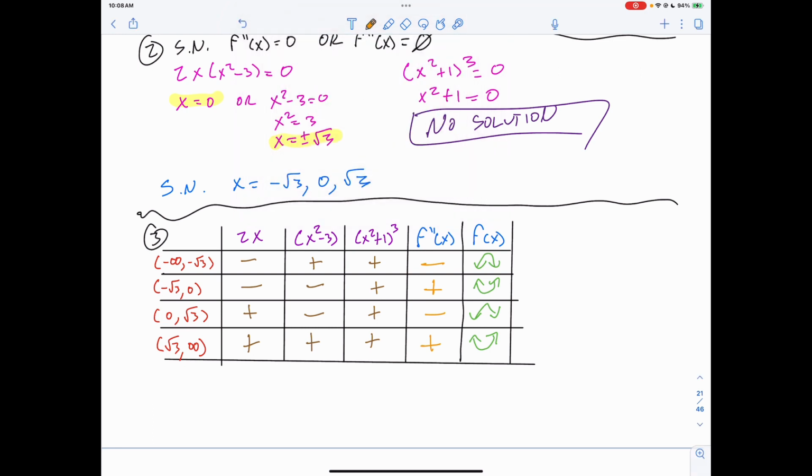Because it is changing from concave down to concave up at each of these points, then each of those points is going to be a point of inflection, which means that from what I see here, I'm going to have a point of inflection at x is equal to negative root 3, x is equal to 0, and x is equal to positive root 3.